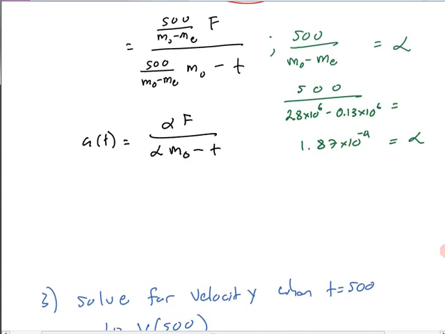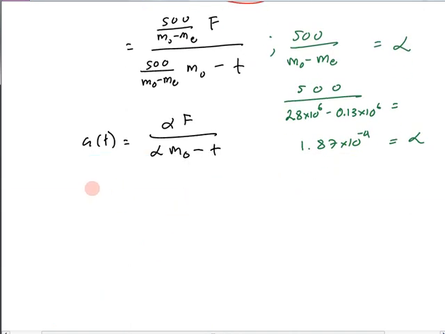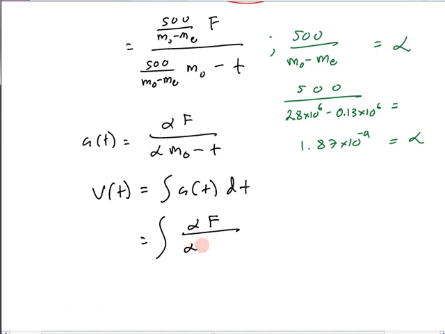Now what I'm going to do is create an expression for the velocity with respect to time by integrating the acceleration with respect to time. So this is the integral of alpha F over alpha m naught take t dt.